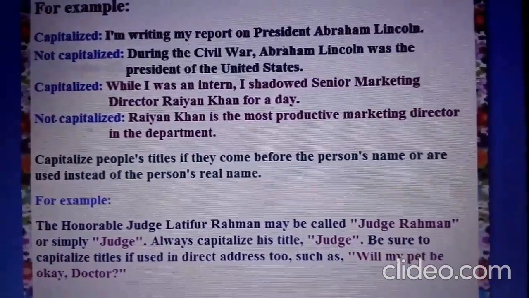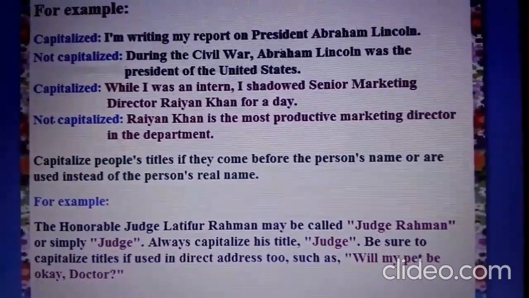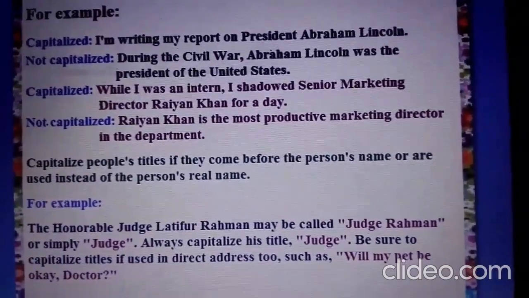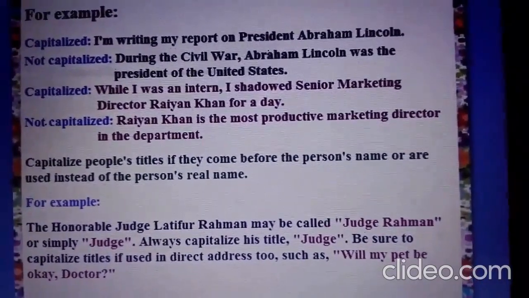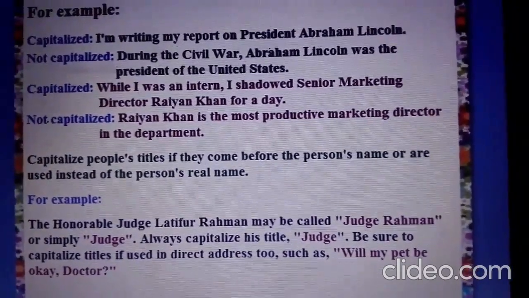For example, doctor refers to the person, but it is also an addressing as a title. This is why we used D in capitalized form. Look at this example. Will my pet be okay, Doctor? D here is capitalized.